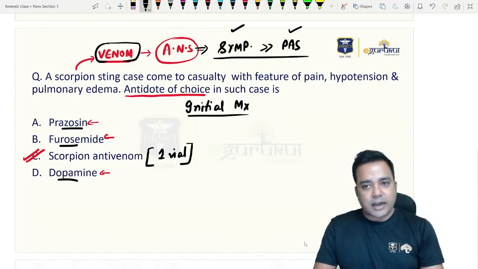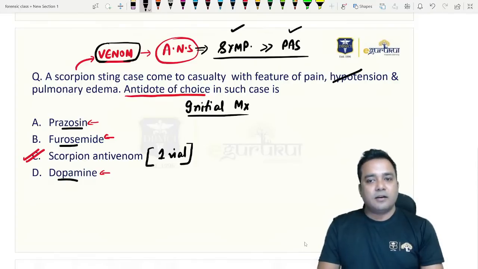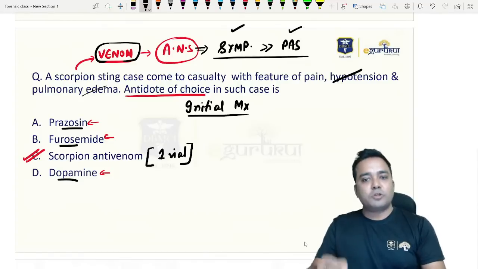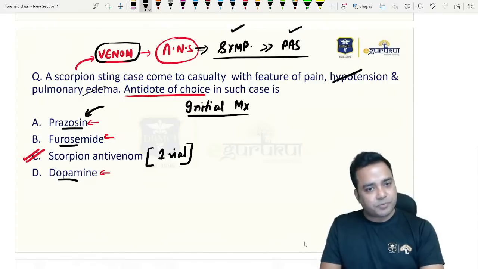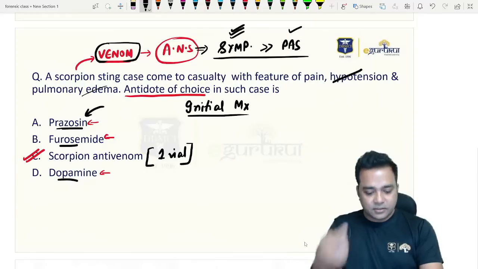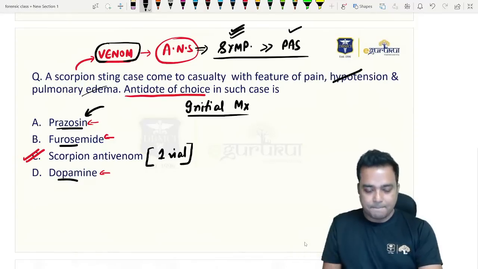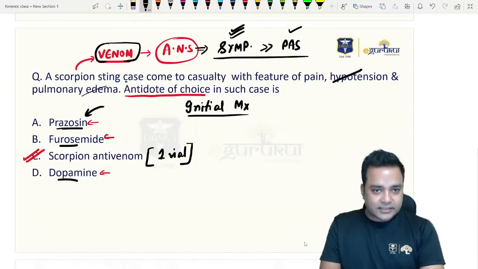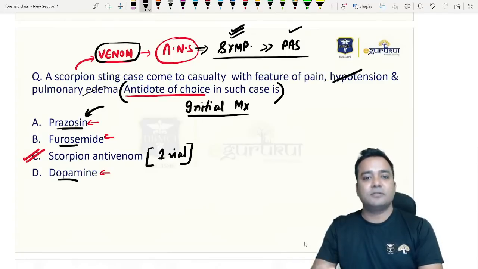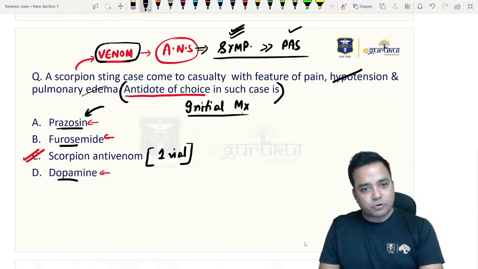Initial management, if hypotension was not there, suppose I take these features as absent and the question is: initial management of choice to stabilize the patient, something like this, then you can go with prazosin because initially you get sympathetic overactivity. That is why I already told in the beginning, the exact question line what is being asked will shift your answer. If it is initial management of choice, yes, you can manage the case with prazosin.